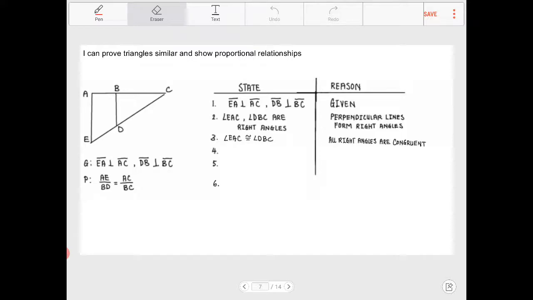And now that we have one angle in place, we need another angle to show that the two triangles are similar, and that is angle C is going to be congruent to itself. And that's because of the reflexive property.